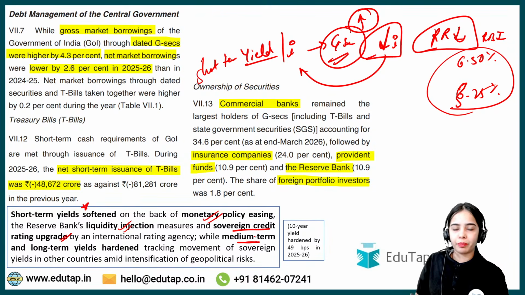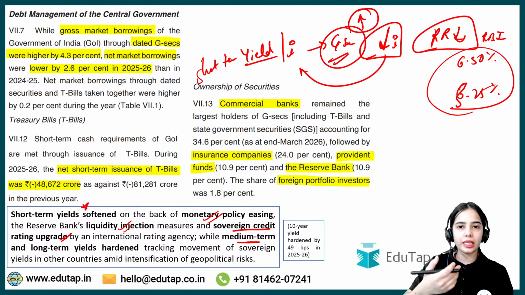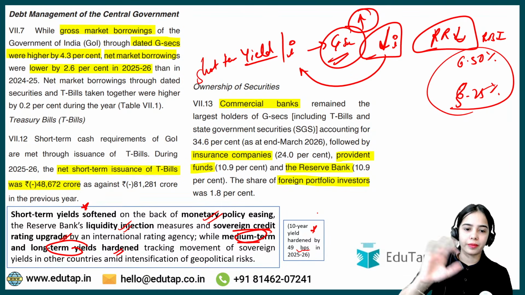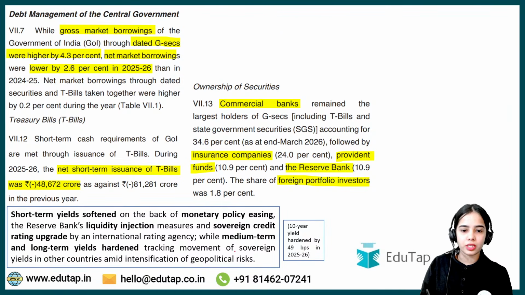But the medium term, because of the volatility in the global market, because of the West Asia crisis, the medium term and the long term yields have hardened by, let's say, 49 basis points for the 10-year. For the medium term, the interest rate is increasing basically because of the geopolitical risk. Short term yields softened, the interest rate decreased, but for the medium term and long term, the yields or interest rate is increasing.